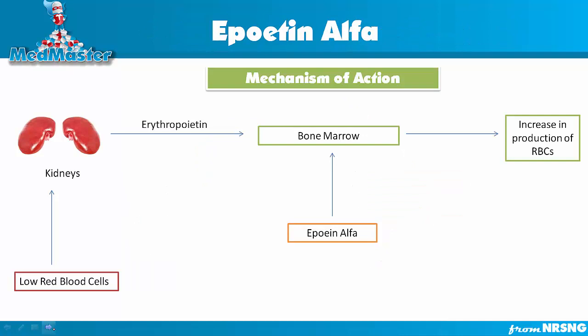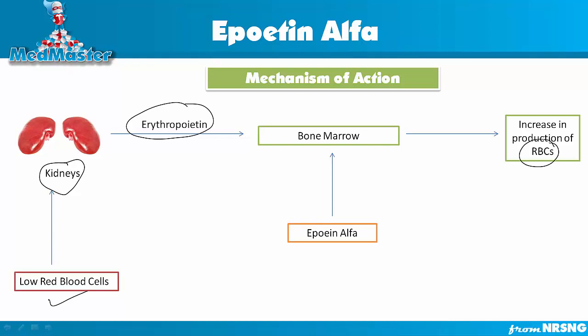So whenever there are low red blood cells in our body, what happens? The kidney is a really important organ that senses the low red blood cells in our body, and it releases what's called erythropoietin. Now this factor will go to the bone marrow and tell the bone marrow, hey, we have low red blood cells, we need to produce more. So the bone marrow will produce more RBCs.